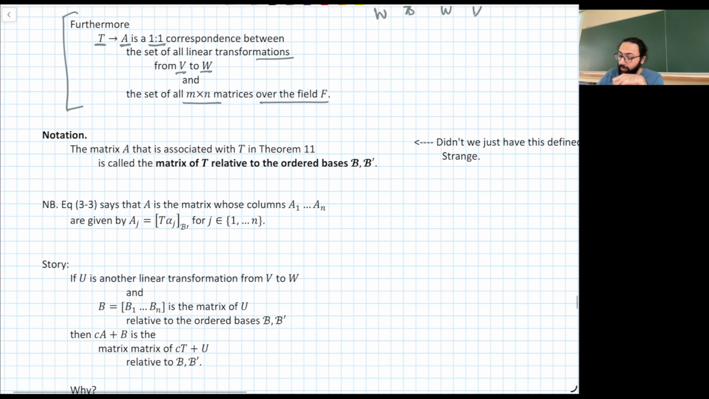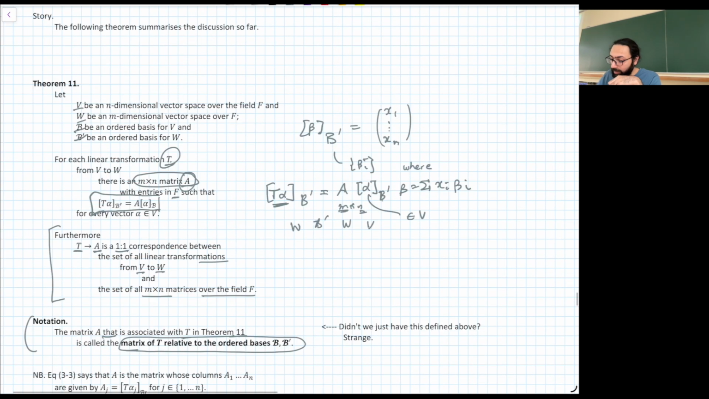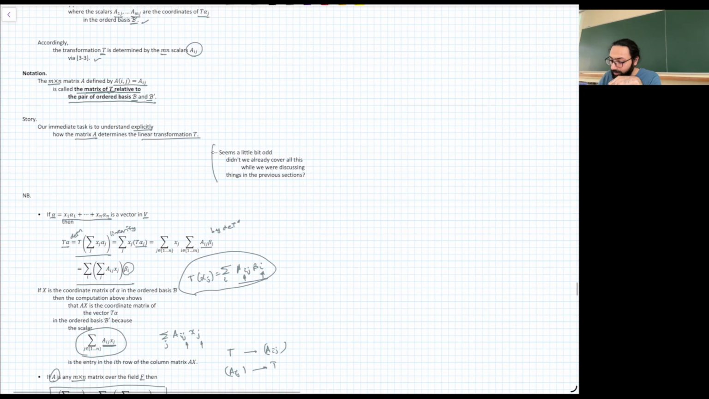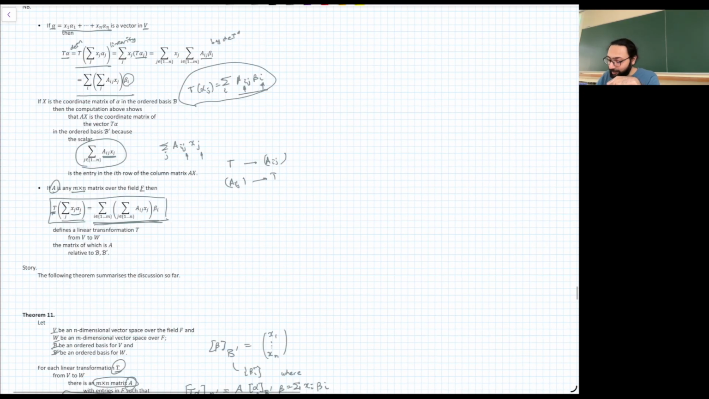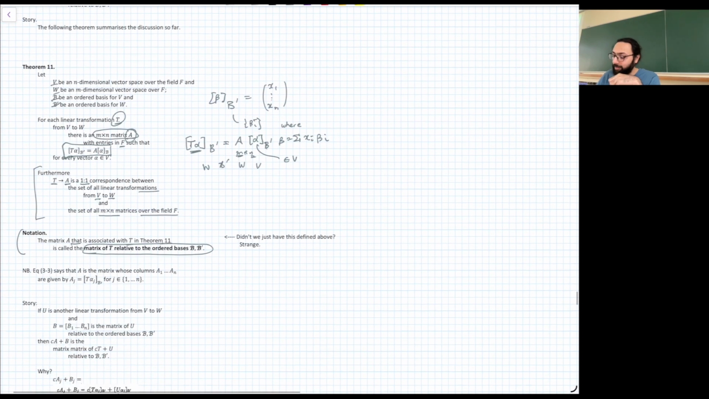Okay, so now we continue then. So the matrix A that is associated with T in theorem 11 is called the matrix of T relative to the ordered basis B, B prime. Okay, and what is very funny is that we just said this a few seconds ago. It's exactly the same as this. I don't know why the text repeats it. I don't know if I'm missing anything, but it's said twice.